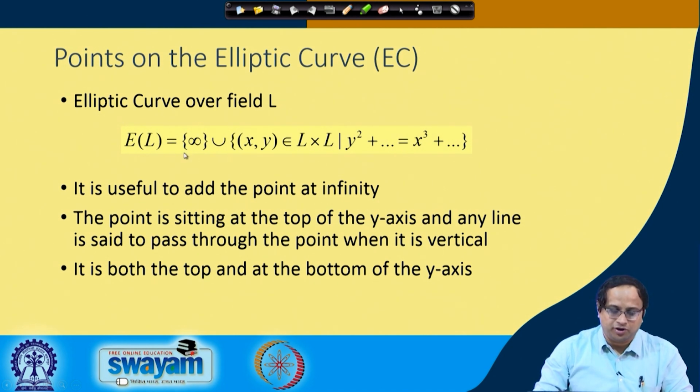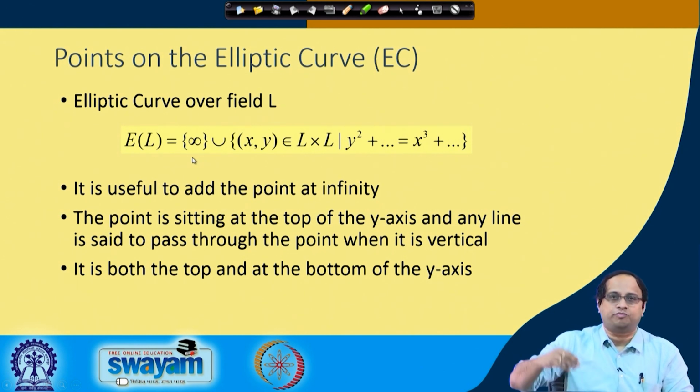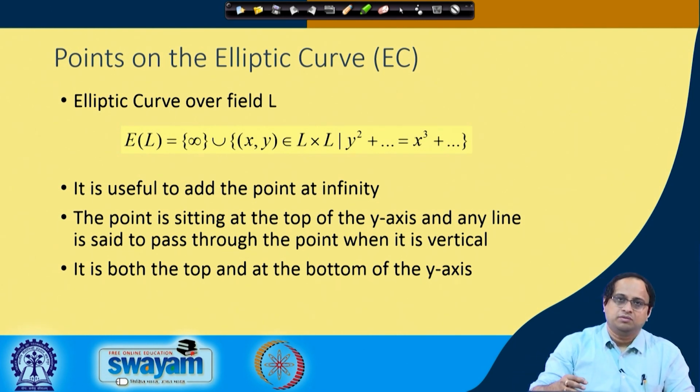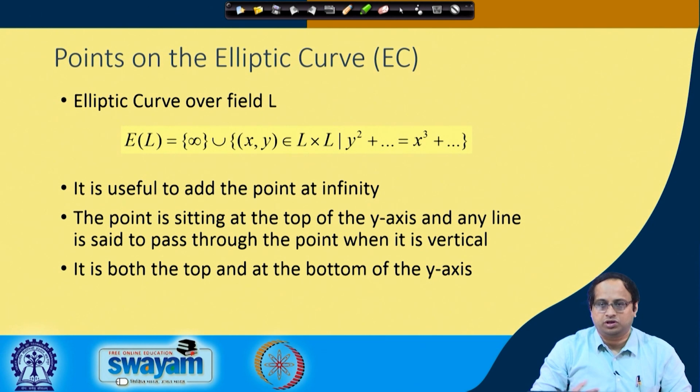So why do we add the point at infinity? We can understand it in this way: it is useful to add the point at infinity. Apparently, you can imagine that the point is sitting at the top of the y axis, a point which is very far away from this coordinate system, but the introduction of the point at infinity essentially completes the definition of my group. Without it I cannot define the group.